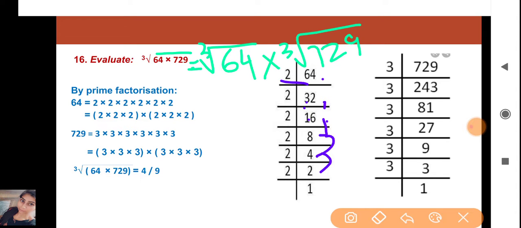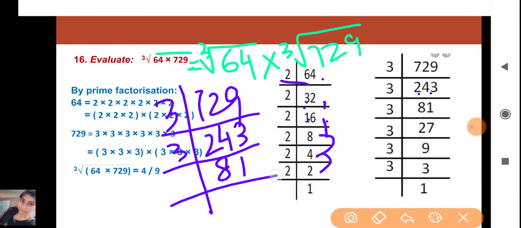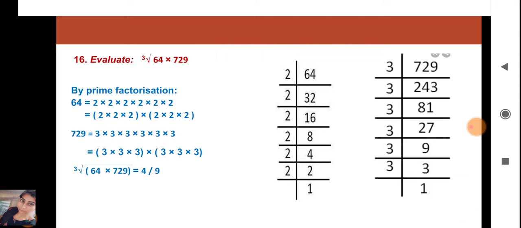Let us find out for 729 also. 3 2s are 6, 3 4s are 12, or I can show you here. If I'll find out for 729, so 3 2s are 6, 3 4s are 12, 3 3s are 9, again 3 8s are, 3 1s are, again 3 2s are 6, 3 7s are 27, again 3 9s are 27, so 3 3s are 9, 3 1s are 3.